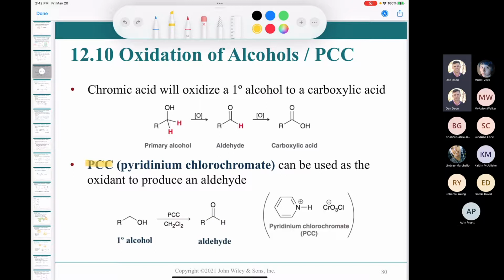And the reason why I like the PCC reagent is it's just a solid compound. It's kind of an orangey-red solid. You mass it out on the balance, you throw it in the reaction mixture, you let it stir, and you collect your aldehyde. Very straightforward chemistry.